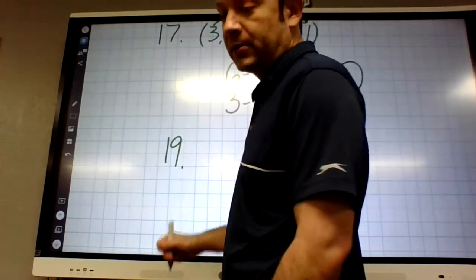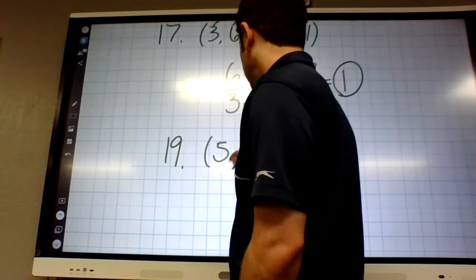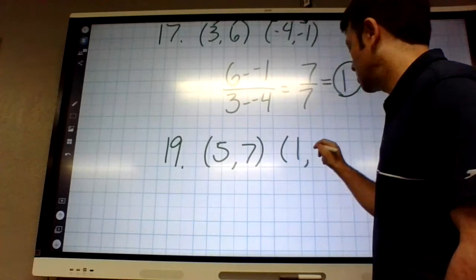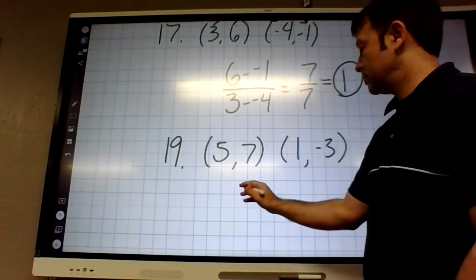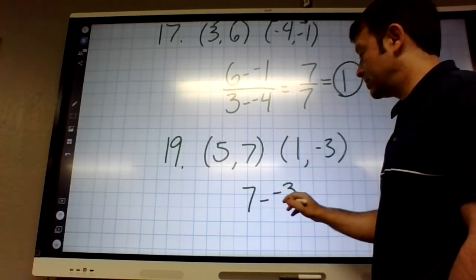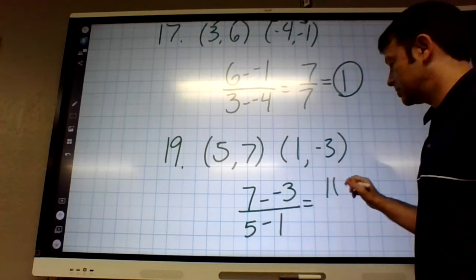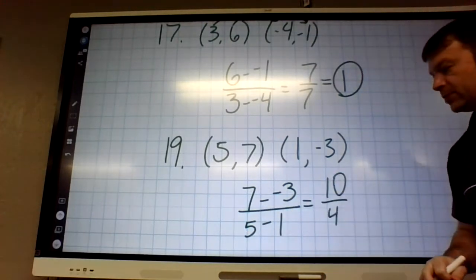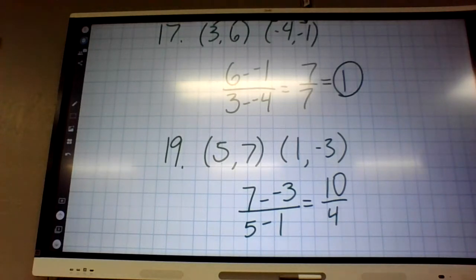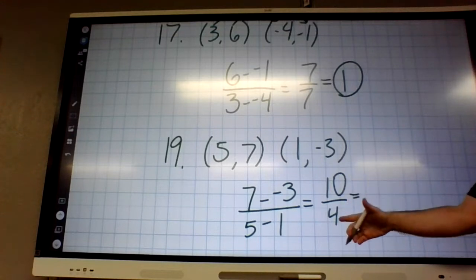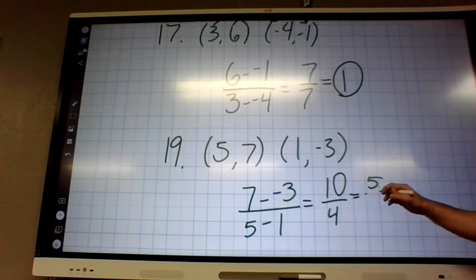Nineteen. 5, 7, negative 1, negative 3. So y minus y over x minus x. 10 over 4. I think I wrote this one on the board earlier. How can we reduce 10 over 4? Divide by 2. 5 over 2.